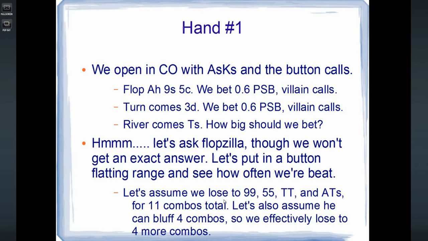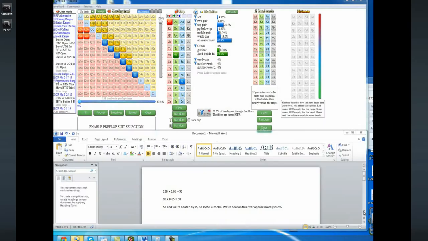I also assume he'll be able to raise almost all those on the river, which might let him bluff another 4 combos. So we'll effectively lose to 4 more combos, or 15 combos total. Since the board's rainbow here, I think it's pretty easy for the opponent to have pocket nines, pocket fives, pocket tens, and ace-10 suited. If you disagree, you can plug in a different number, but it seems reasonable enough to me, and that means we're beat by 15 combos on the river.